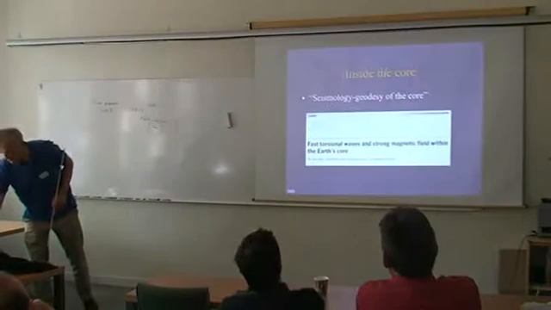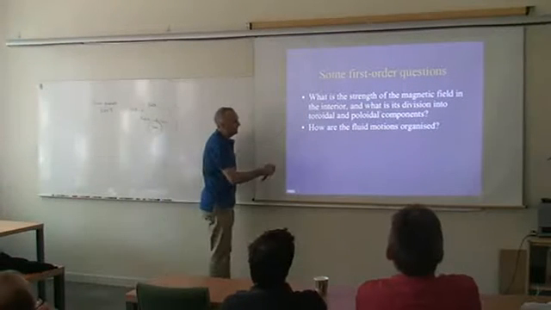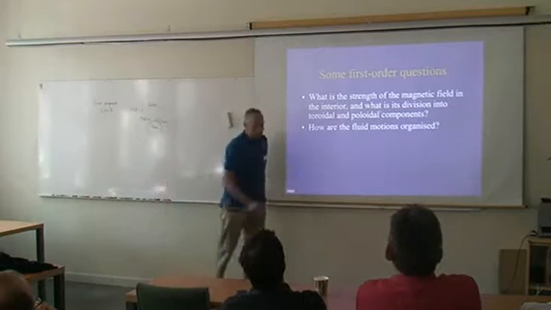So here are the first order questions. What's the strength of the magnetic field in the interior? What's its division into toroidal and poloidal components? How are fluid motions organised?